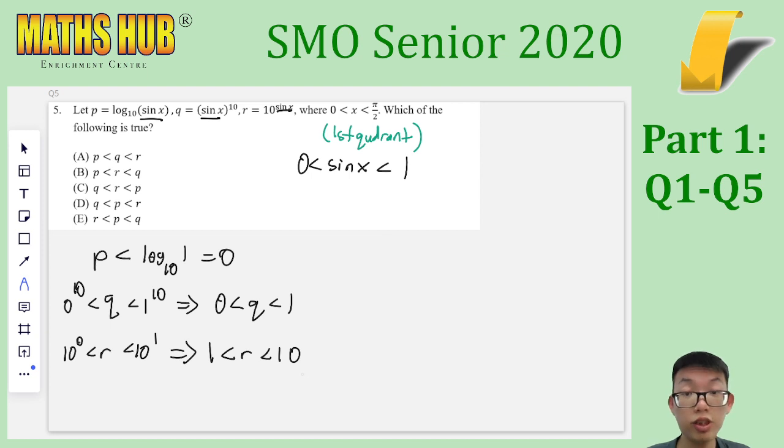Very nicely, this shows that p, q, and r lie in three zones which do not overlap at all. And that means we don't even need to consider different cases of sine x and to double check that the same sequence always works. Instead, we can say immediately that p is less than q, which is less than r, and that would be option A.